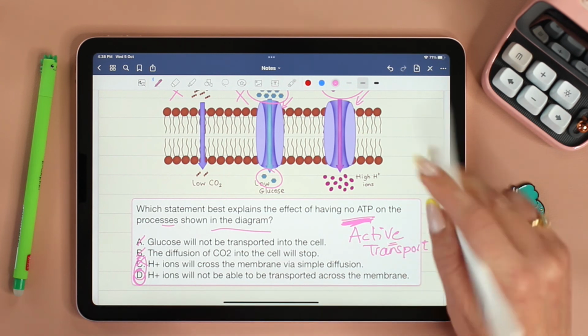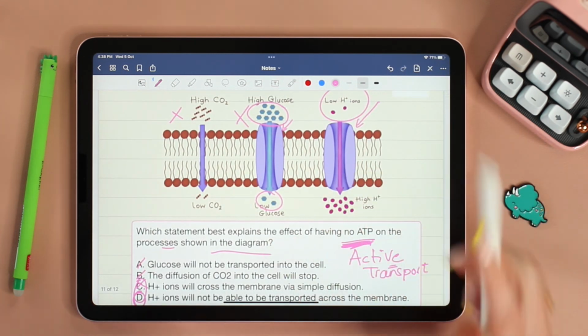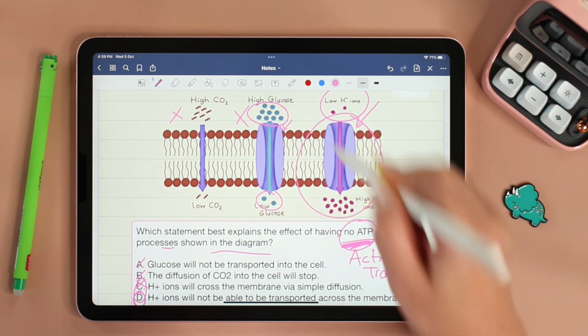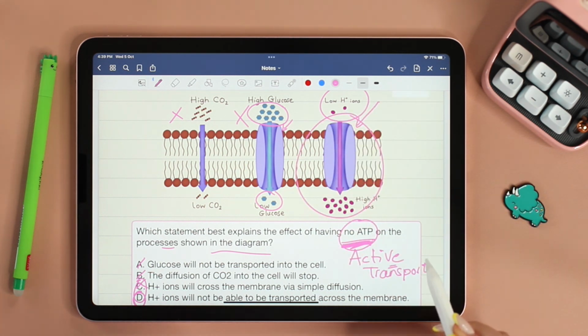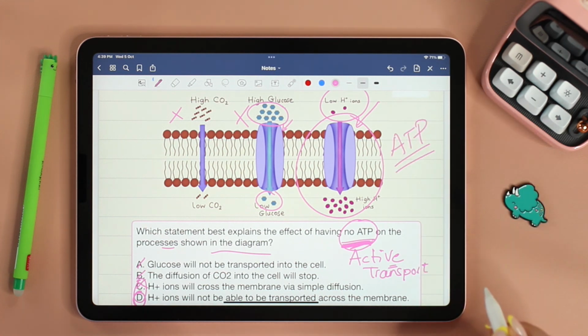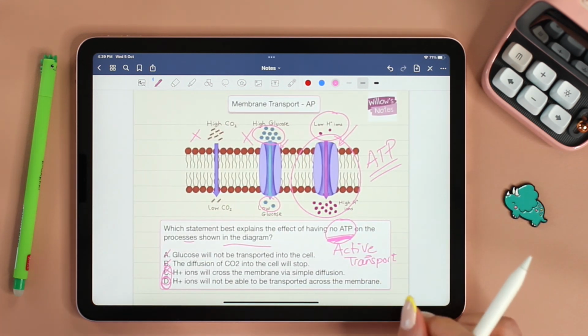The hydrogen ions cannot and will not be transported if there's no ATP, because, again, let's repeat it one last time, it's active transport. It requires the hydrolysis of ATP. And these are the two exam style questions.